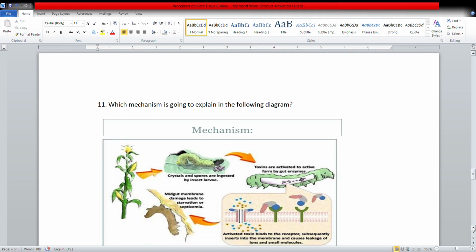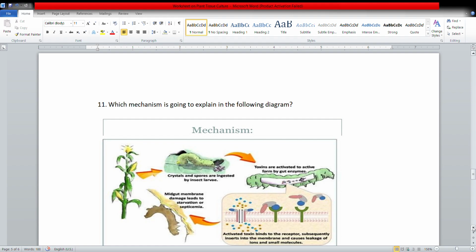Next, which mechanism is going to explain the following diagram? You know, Bt gene transfer: the Bt gene encodes the Bt crystal protein inside the plants. That gene encodes the Bt crystal protein in the plant in liquid form, and as the cotton bollworm sucks the liquid juice of that plant, the juice containing Bt crystal protein enters the midgut of that insect, that is cotton bollworm or pink bollworm, where it becomes solid crystals and disrupts the intestine or gut membranes, and in this way kills the cotton bollworm or pink bollworm.